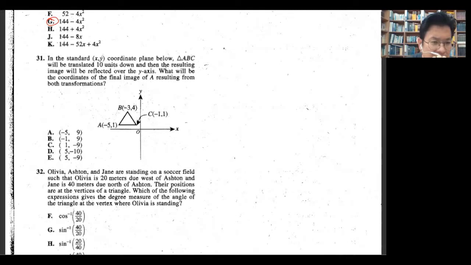Standard coordinate plane, reflect to get the image. Okay, over the y-axis. So A is going to here. So 5 comma 1, 5 comma 1 first. Oh, 10 units down, 10 units down first. Minus 5 comma minus 9. And then you switch the sign to 5 comma minus 9.